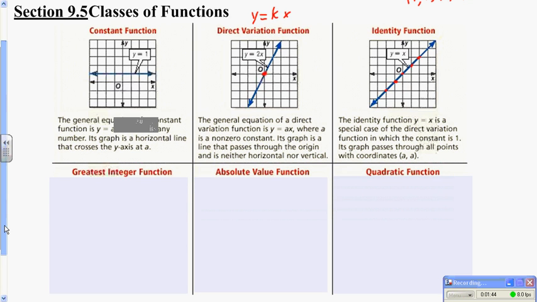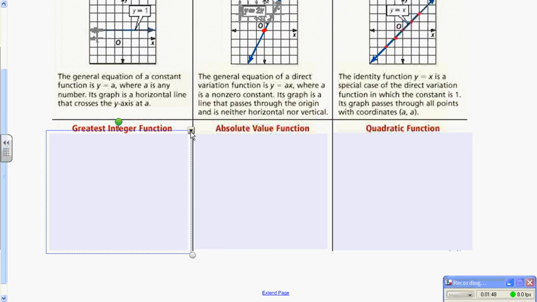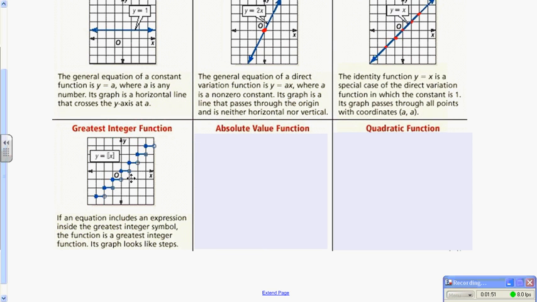Greatest integer function was done a while ago. This is a non-continuous function because it breaks up. You have to pick your pencil up as you graph it. This is a step function. There's another name for it. For obvious reasons, it looks like steps. So if an equation includes an expression inside the greatest integer symbol, this function is a greatest integer function. In this case, it's a double-stemmed bracket. In this book, some books have different notations. This is an example in this one.